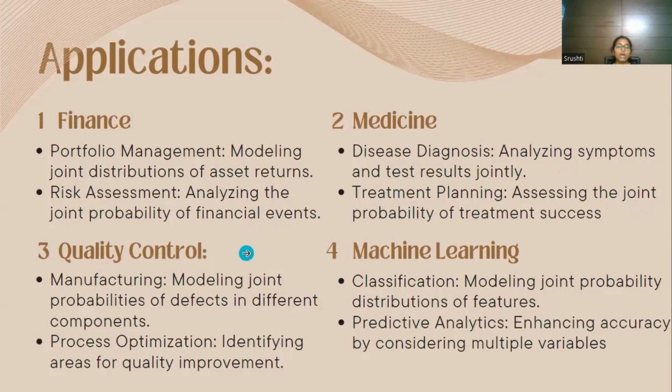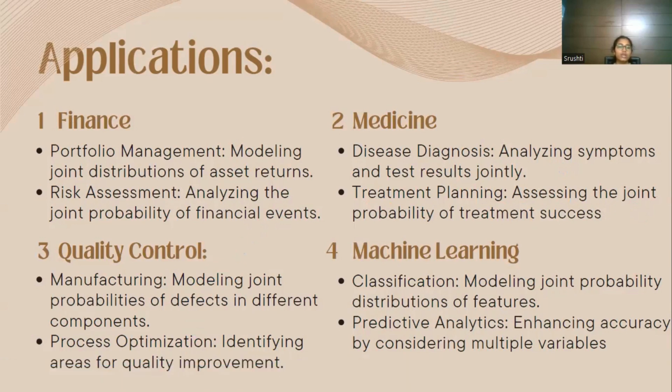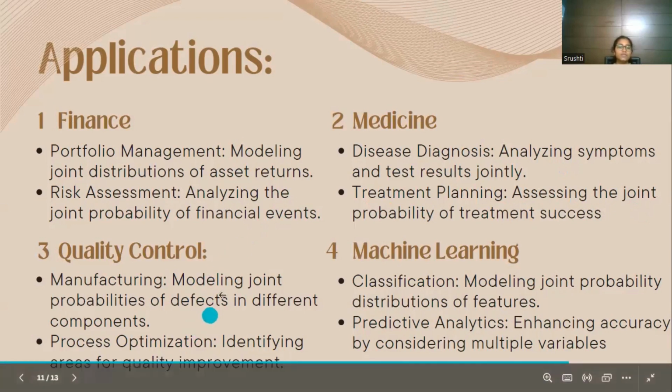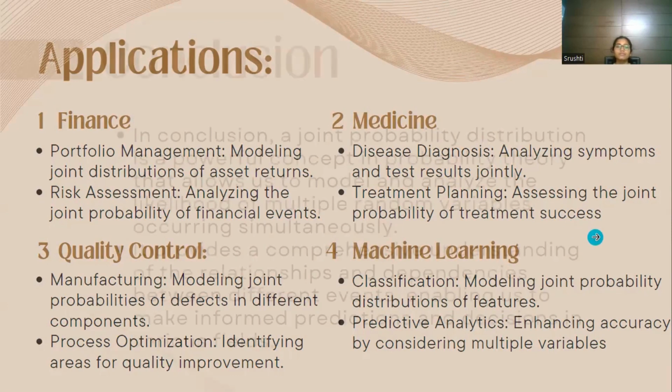The third one is quality control. Manufacturing and process optimization are two main important areas in quality control. That is, modeling joint probabilities of defectives in different components in manufacturing, and identifying areas of quality improvement in process optimization. Machine learning, classification, modeling joint probability distribution of features, and predictive analytics, enhancing accuracy by considering multiple variables.